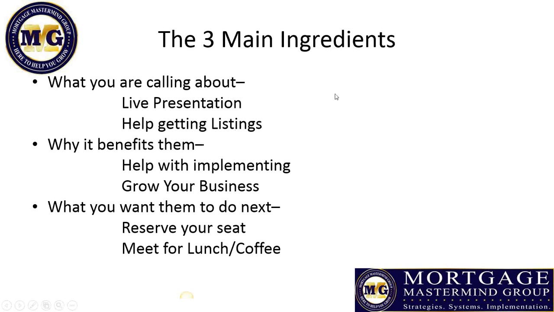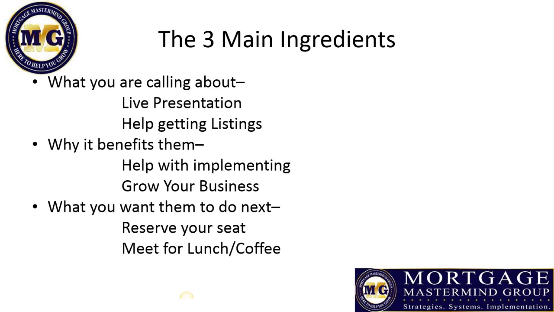So again, the three main ingredients are, what are you calling about? Is it a live presentation, help with getting listings? Why it benefits them: if they come to my live presentation, they're going to get help with implementing stuff. If they call me about help with getting more listings, it's going to help them grow their business. And then what you want them to do next. If I'm telling them about this awesome live presentation that's going to help them with implementing marketing strategies, what I want you to do next is reserve your seat.